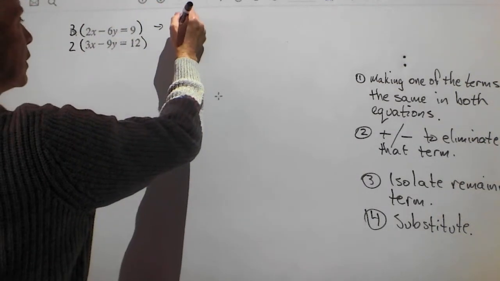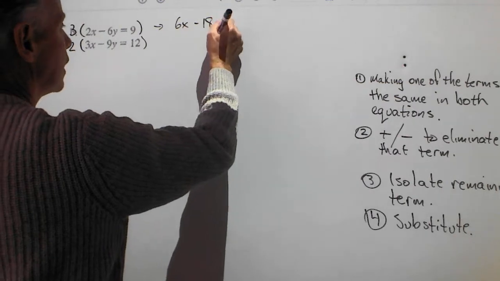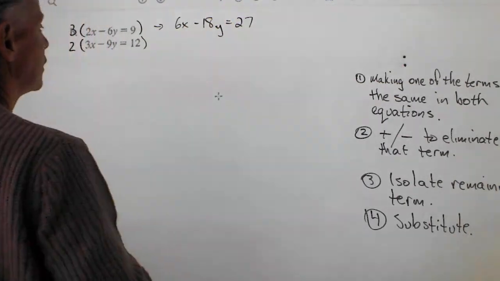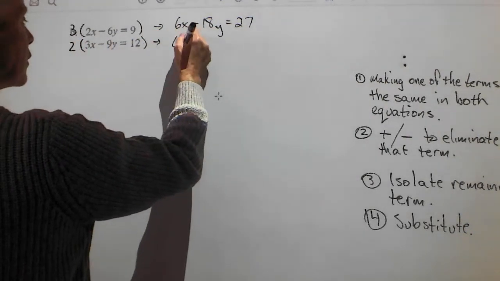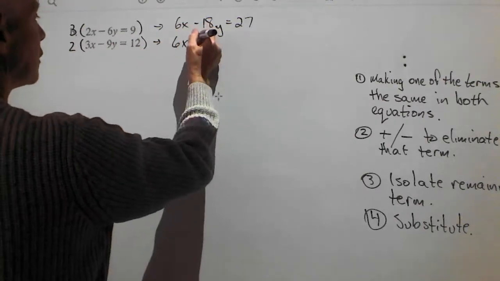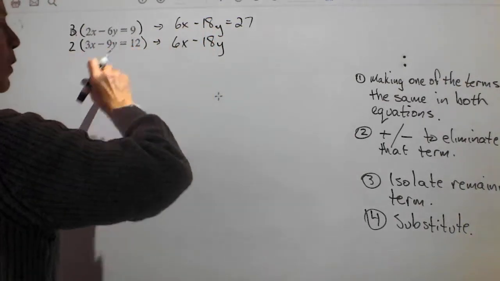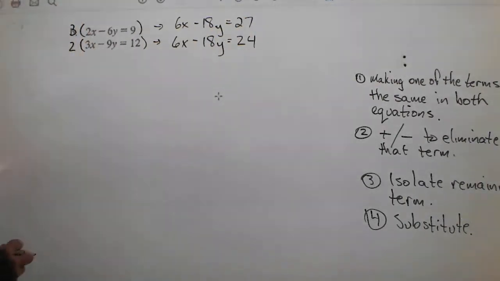3 times 2 is 6x. 3 times minus 6 is minus 18y. 3 times 9 is 27. For the second one, 2 times 3 is 6x. 2 times minus 9y is minus 18y. 2 times 12 is 24.